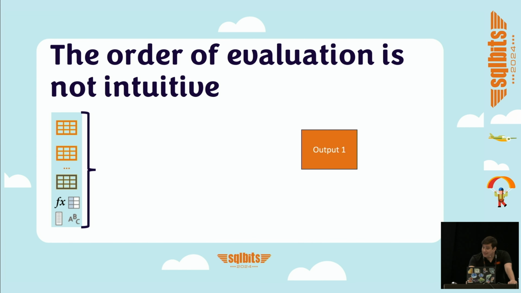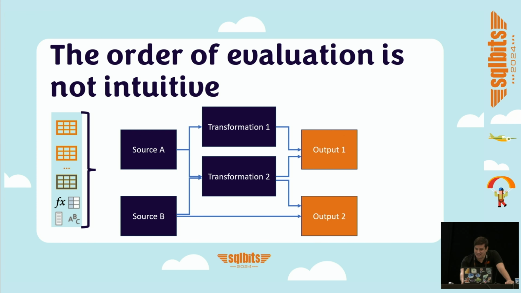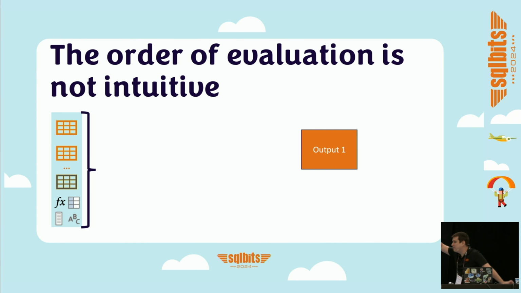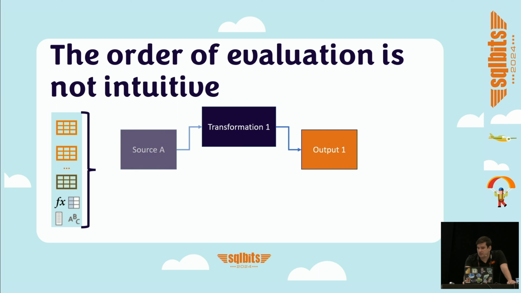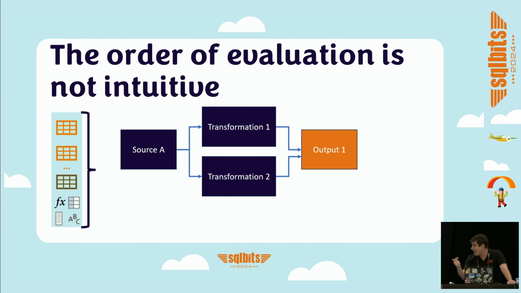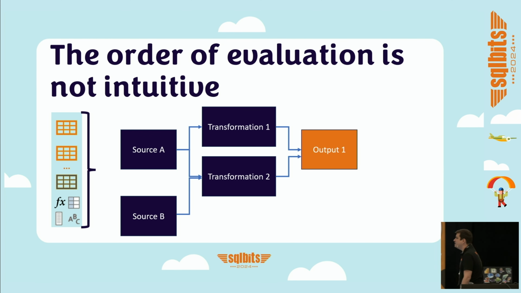But the actual order of evaluation is not intuitive. It's not from left to right. It first takes the first output, and then, as of that lazy evaluation that I just showed you, okay, for output 1 I need transformation 1, which needs source A. And then I also need transformation 2, which also needs source A and needs source B.